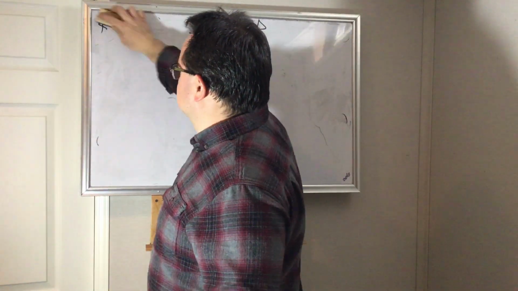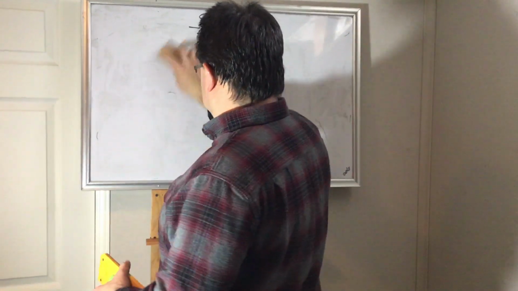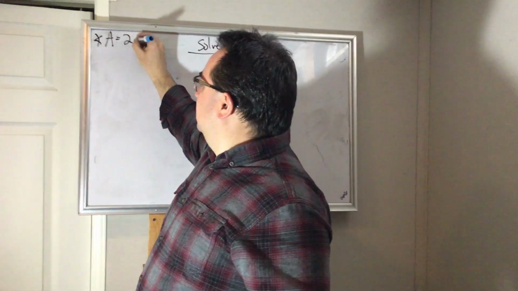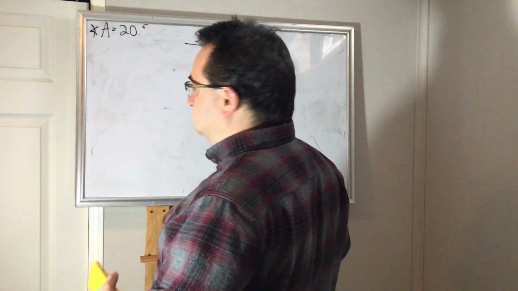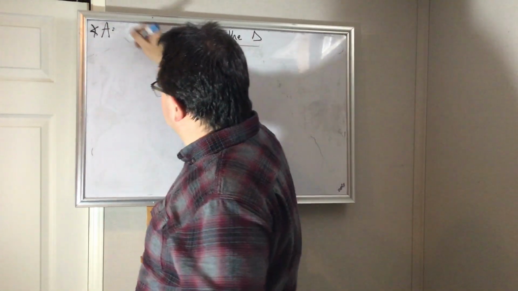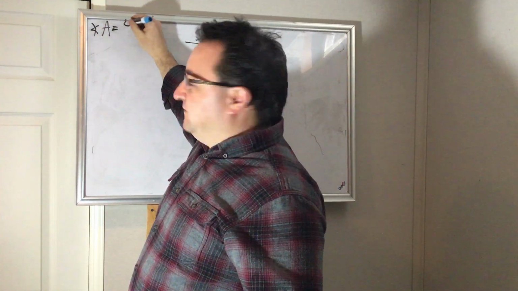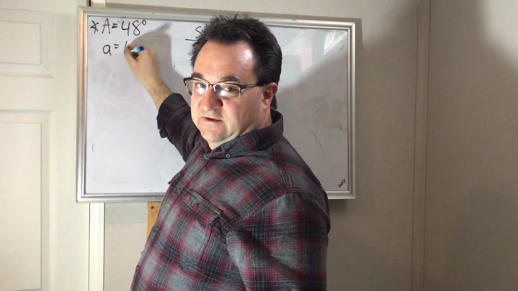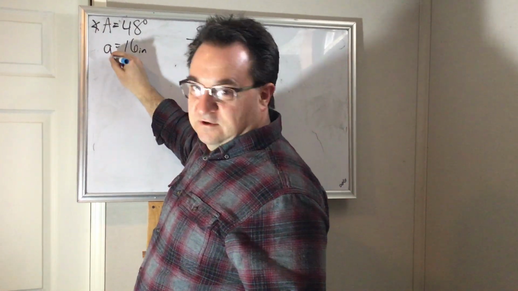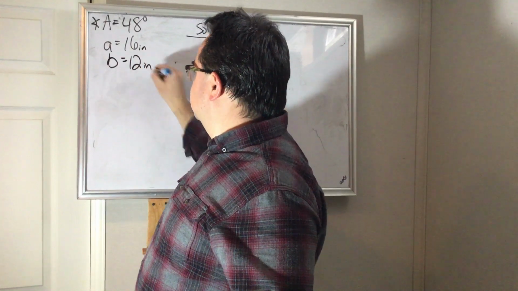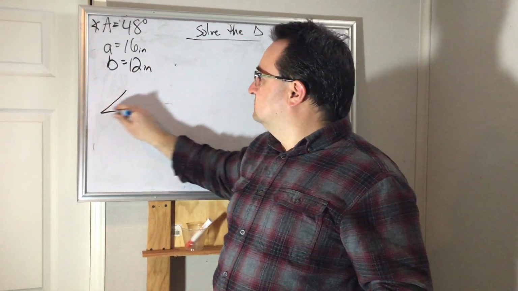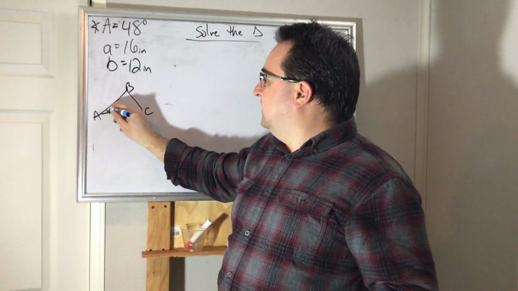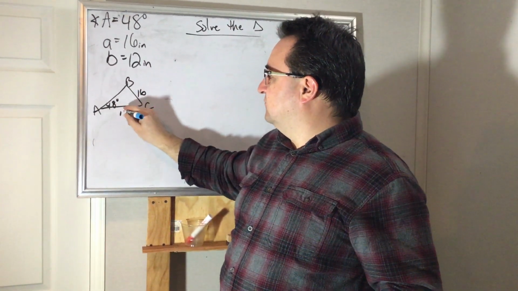All right, well, they're all going to start the same. We just have different givens. So in this scenario, A is 48 degrees. Side A is 16, we'll call it inches. Side B is 12 inches. So I draw it. I got my A, B, C. So this is 48, 16, and 12.